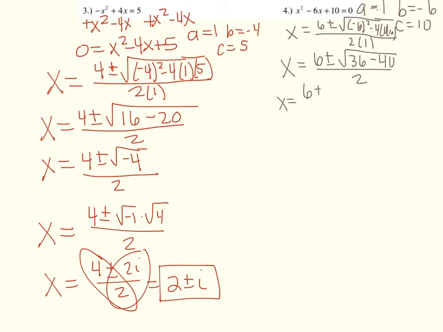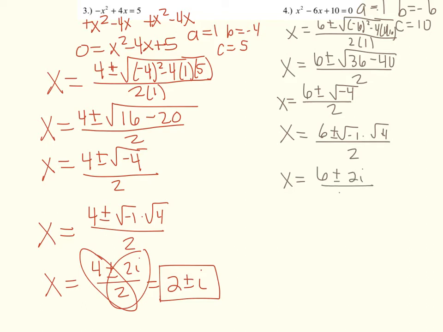So x equals 6 plus or minus the square root of -4 over 2. x equals 6 plus or minus the square root of -1 times the square root of 4, over 2. So x equals 6 plus or minus 2i divided by 2, or x equals 3 plus or minus i. So once again, for example 4, we had imaginary solutions.